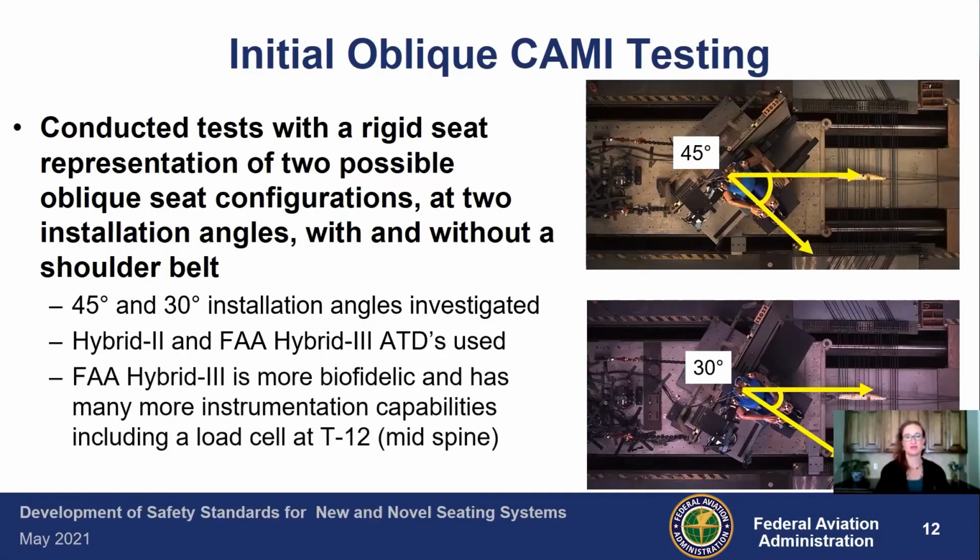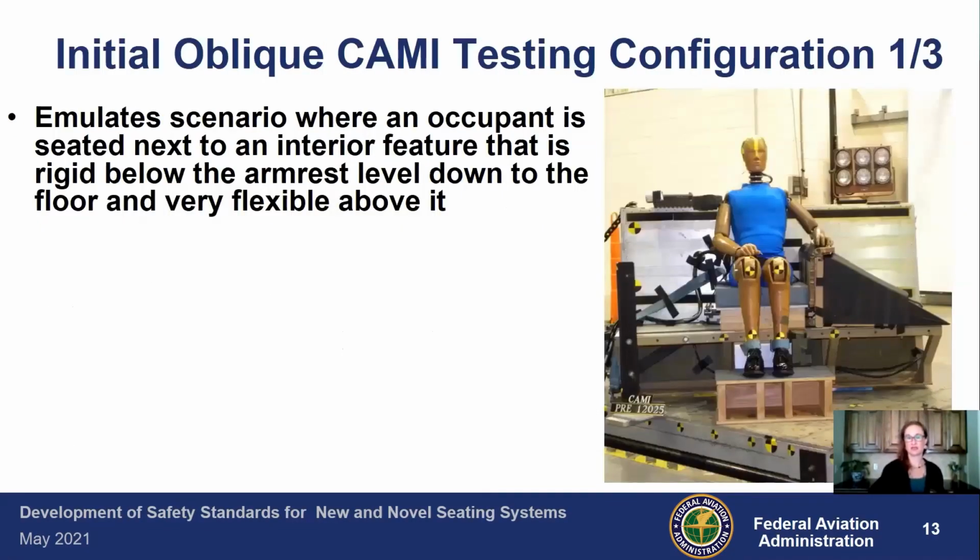And in particular, the FAA-Hybrid 3 is more biofidelic in how he interacts. He's got the more biofidelic neck, and he has the ability to add a load cell at the T12 or mid-spine location. So in the CAMI testing, we had two different angles, and then we had two configurations in each. So the very first configuration, the structure stays the same. It's just whether or not we had a shoulder belt.